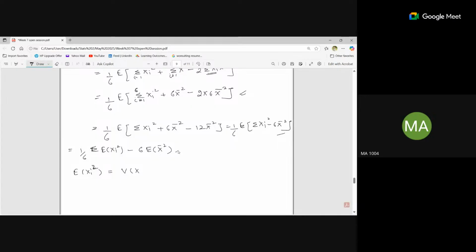Okay. So is this step clear? I just took expectation inside the bracket. Fine. Now I need to find out the value of expectation of xi square. If you remember, variance of x is what? Expectation of x square minus expectation of x whole square. Correct? Okay. So in place of x, I have xi. So expectation of xi square is basically variance of xi plus the expectation of xi whole square.